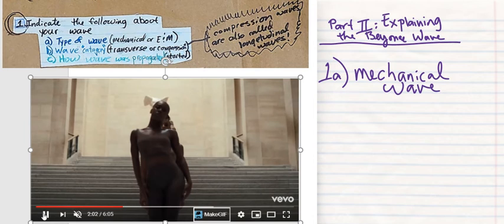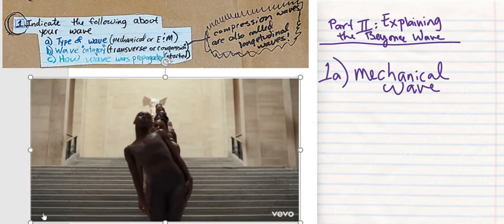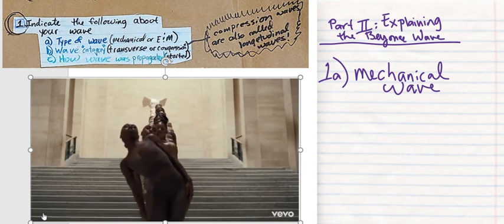Okay, the next part wants to know if it's transverse or compression. This one might be a little bit hard to see, but we're looking at this wave from the front. Imagine if you could just float above it. You know, you're just floating around right up here. What would this look like? So I put this in here in slow motion. So see, it goes that way.